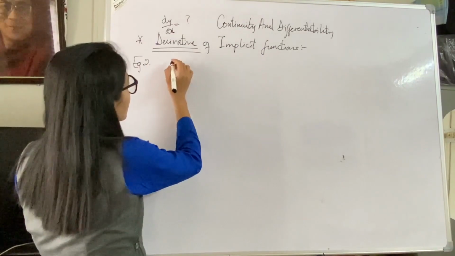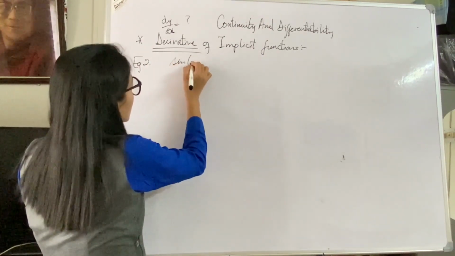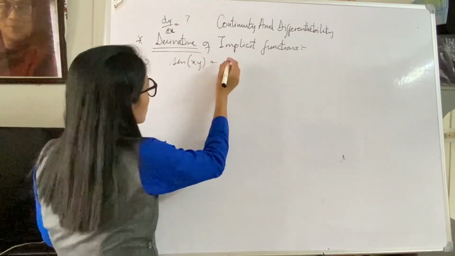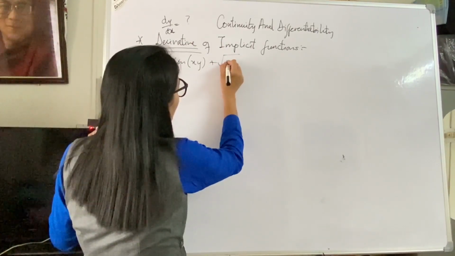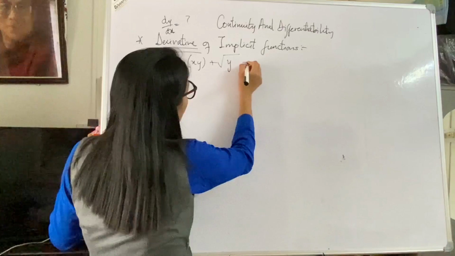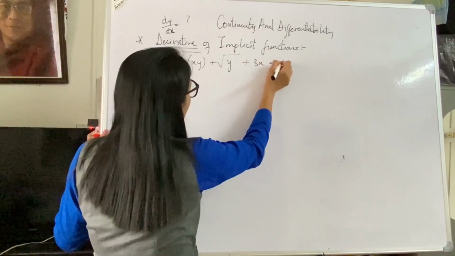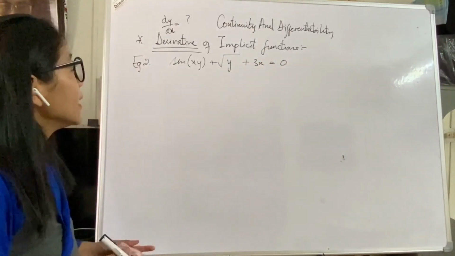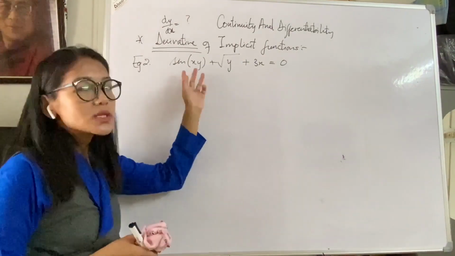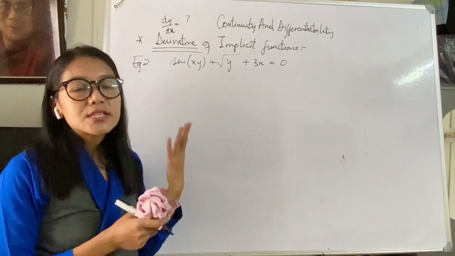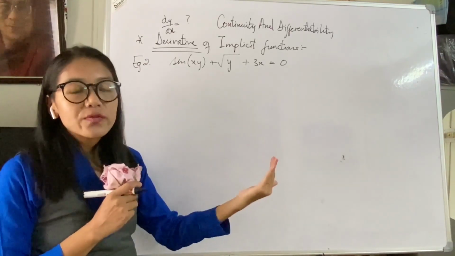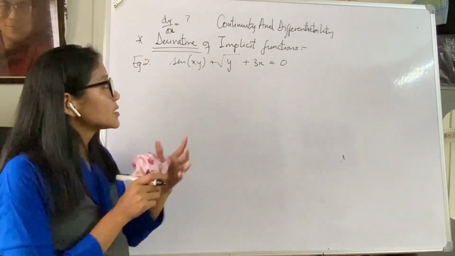Okay, for example, now if I have sine of xy plus root y plus 3x is equal to 0. Now if I give you this function, this is an example of an implicit function. So instead of wasting your time on expressing y in terms of x, directly you just start differentiating.